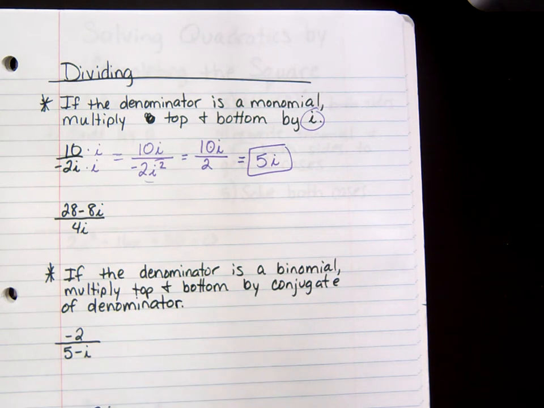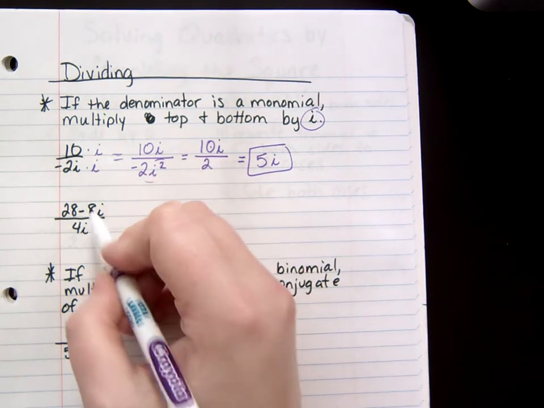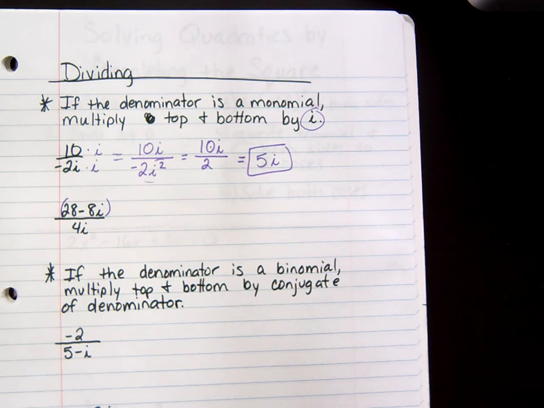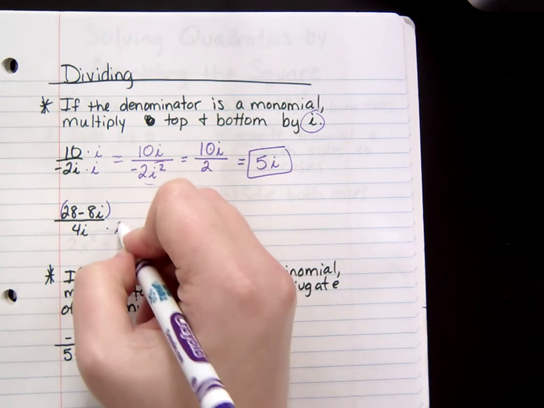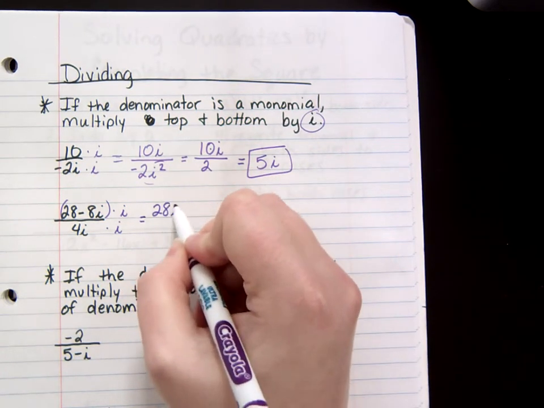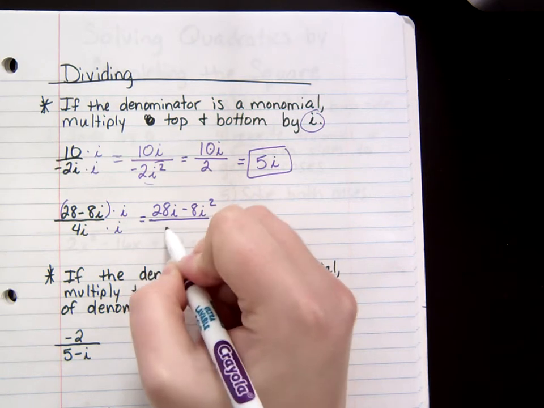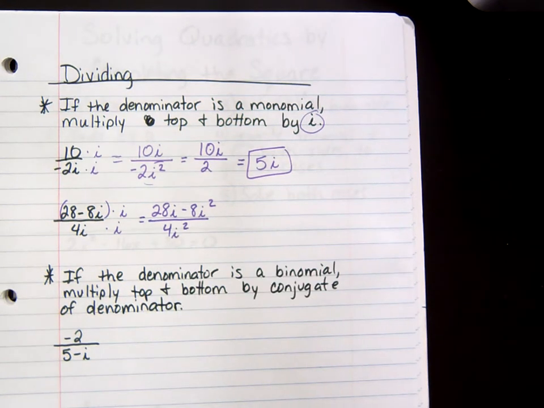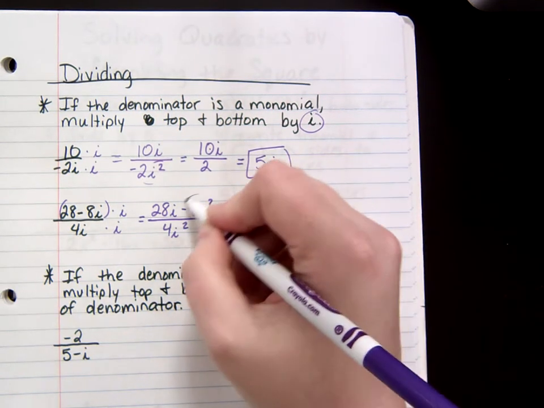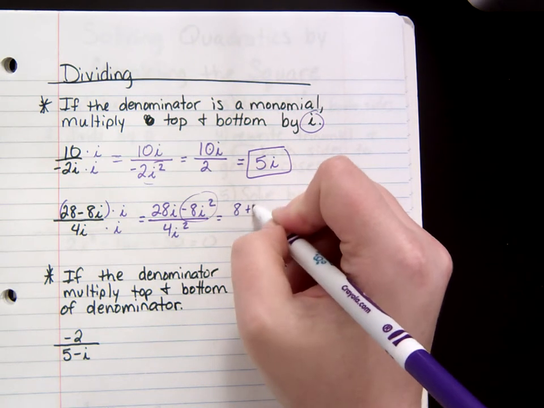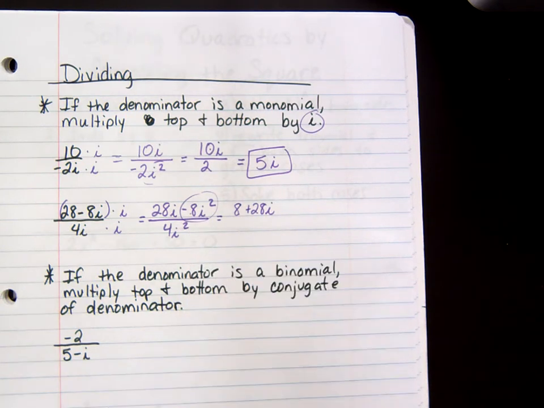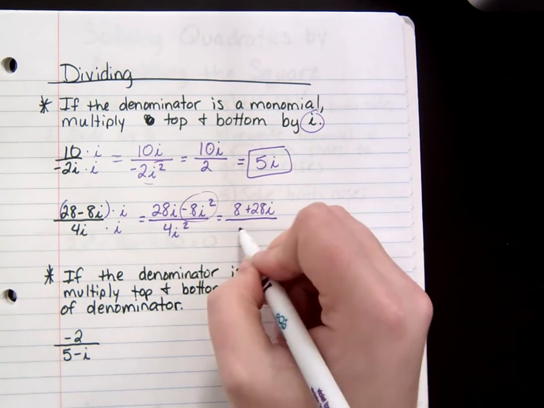The method still applies, multiply top and bottom by i, even if your top number is a binomial. So I'm still going to multiply the top and bottom by i, which gives me 28i minus 8i squared, and 4i squared on the bottom. So now I'm going to simplify the i squareds, which gives me on this one positive 8 plus 28i. Remember again, i squared is negative 1, so negative 8 times negative 1 gives me positive 8. And on the bottom, 4i squared is equal to negative 4.